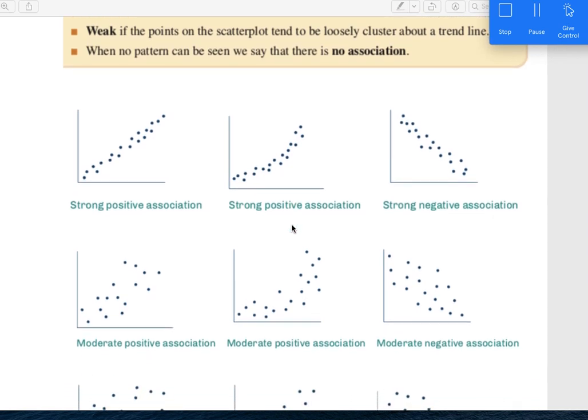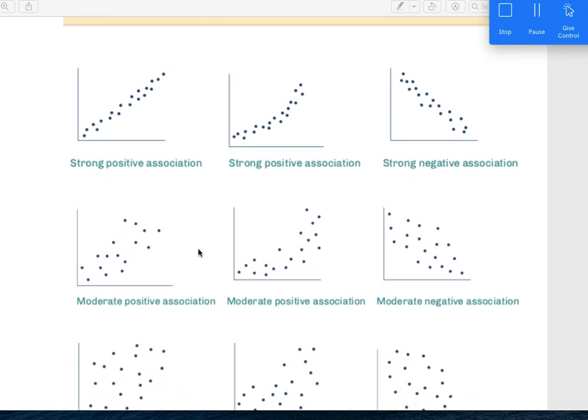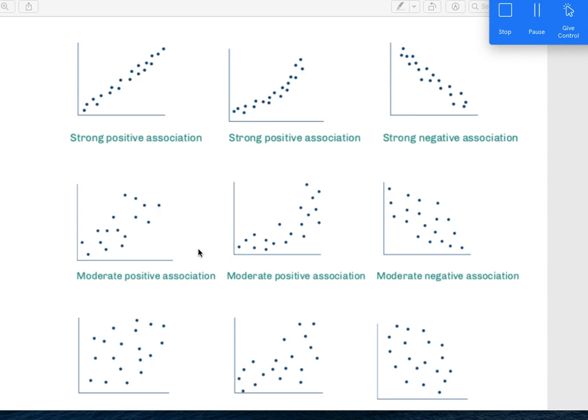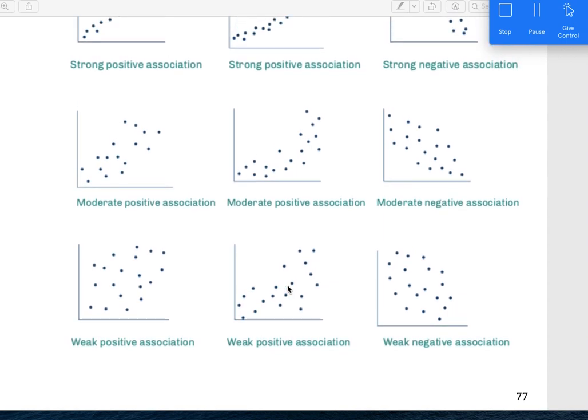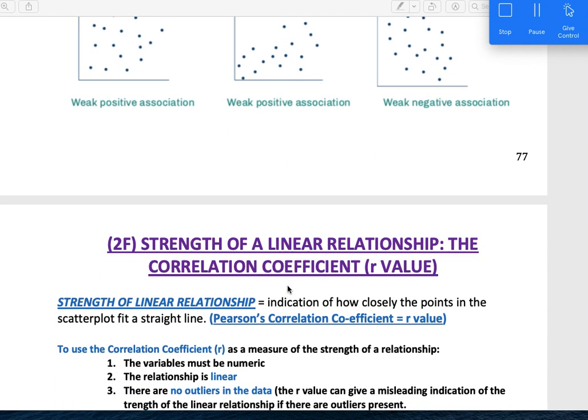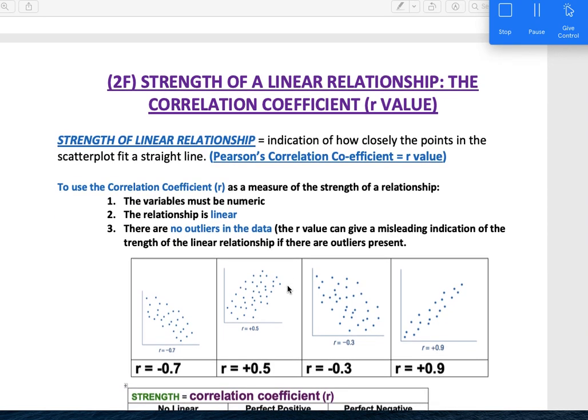Then when the dots get a bit further apart, as you can see here, we'd describe that as moderate. And when they're getting even further apart, where you can't even see the line situation, we're going to call that weak. The way we can rank them, so we know for sure what strength they are, is we can use what we call the correlation coefficient, which is sometimes called Pearson's correlation coefficient, because that was the gentleman that found it, but it's called the R or the R value.